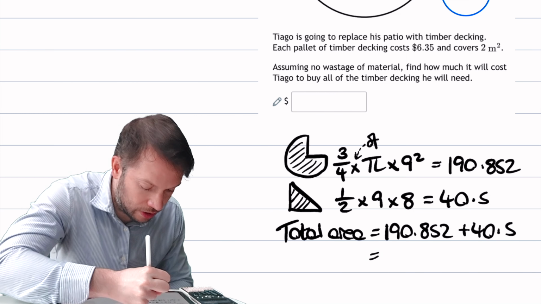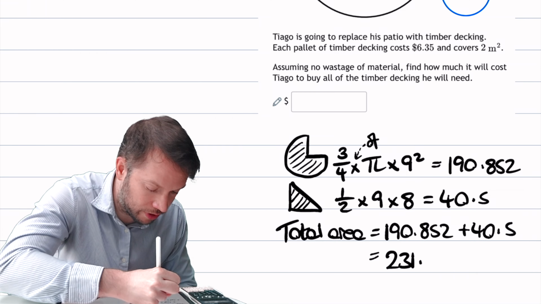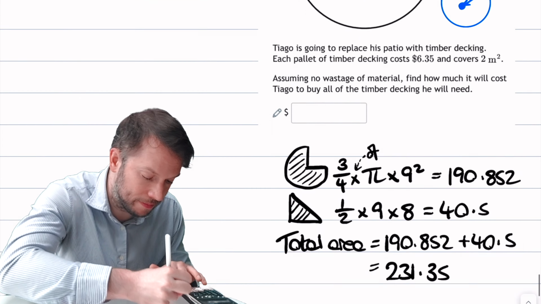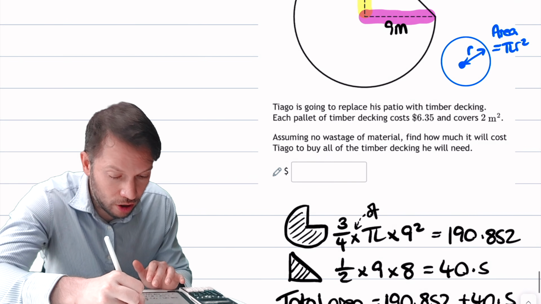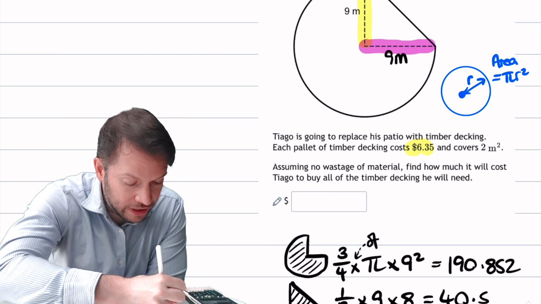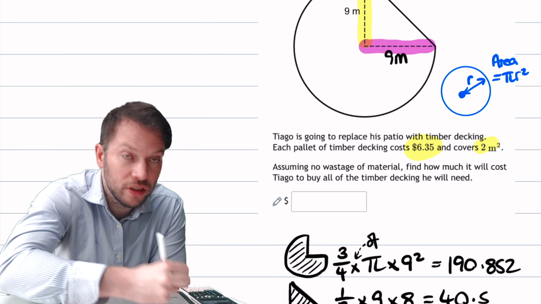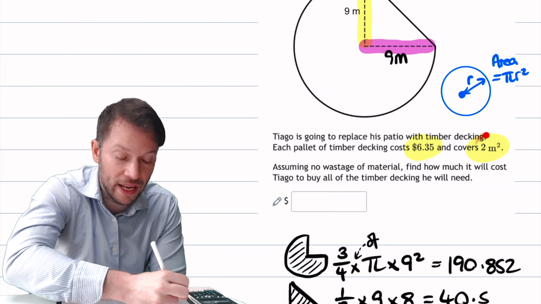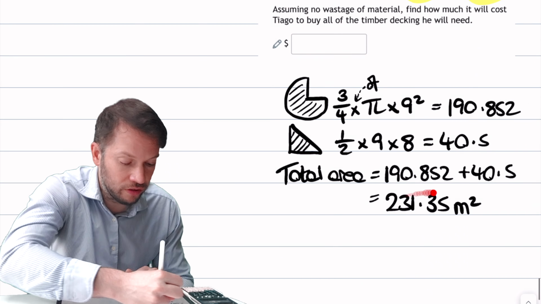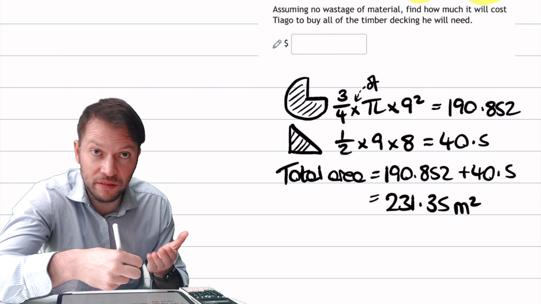Okay, so the total area is just the sum of the two, which is equal to 231.35, and it's in meters squared, right? Okay, now we're told that it costs this amount, $6.35, for each 2 meters squared. So we need to work out how many lots of 2 meters squared we have in 231 meters squared, because that's how many pallets we need to buy.